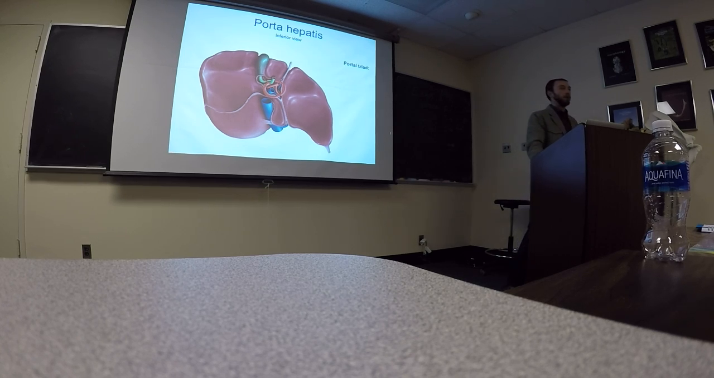And there are three primary structures running through this area. So it's called the portal triad. So we have our common hepatic duct, which will be for bile draining out of the liver. We have our hepatic artery proper for bringing arterial blood into the liver, and our hepatic portal vein for bringing venous blood into the liver.